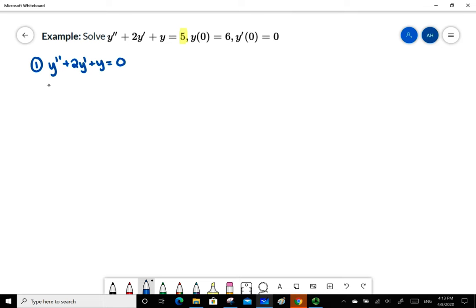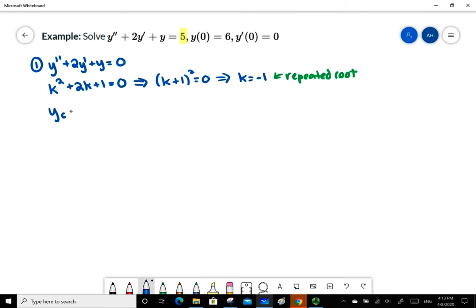The characteristic equation is k squared plus 2k plus 1, and we can factor the left side as (k plus 1) squared. So there is one repeated root, k equals negative 1. This makes the complementary solution yc equals c1 e to the negative x plus c2 x e to the negative x.